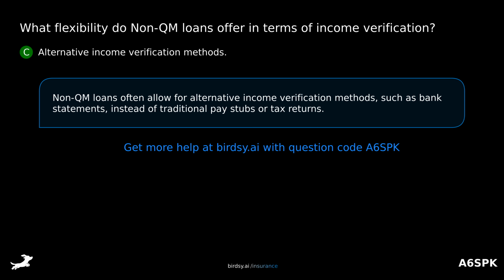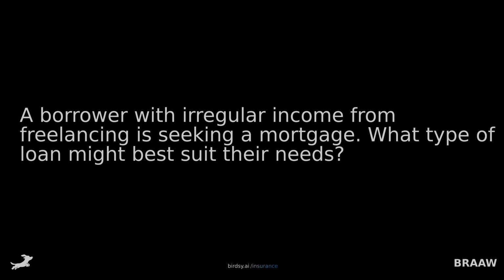Non-QM loans often allow for alternative income verification methods, such as bank statements instead of traditional pay stubs or tax returns. A borrower with irregular income from freelancing is seeking a mortgage. What type of loan might best suit their needs?